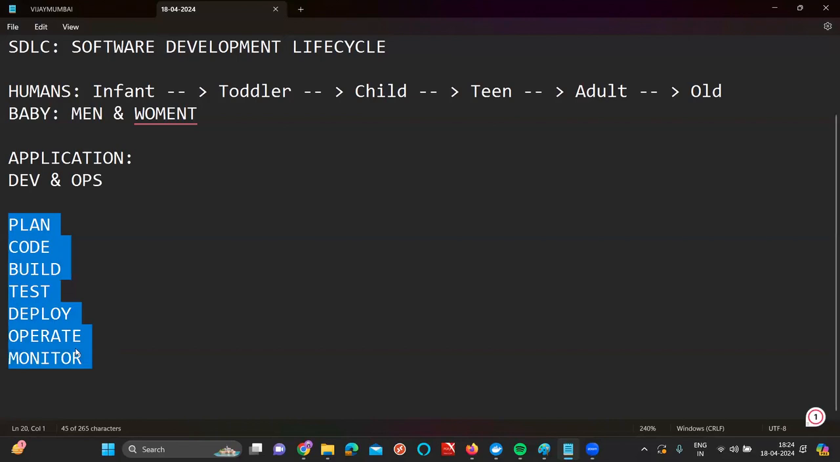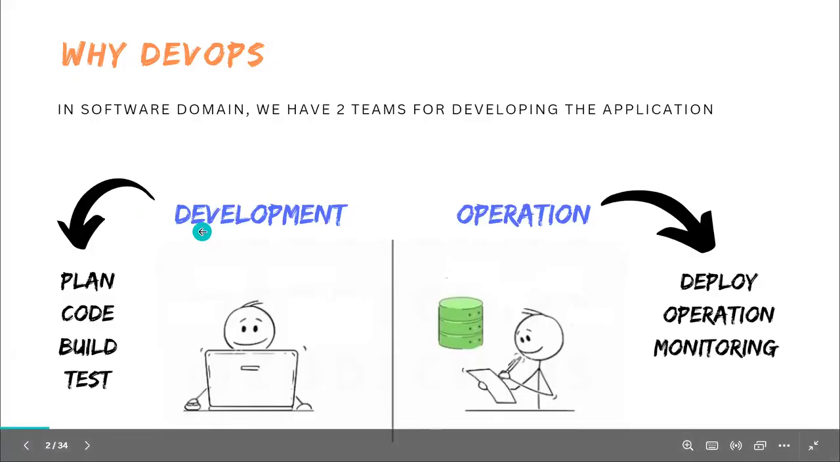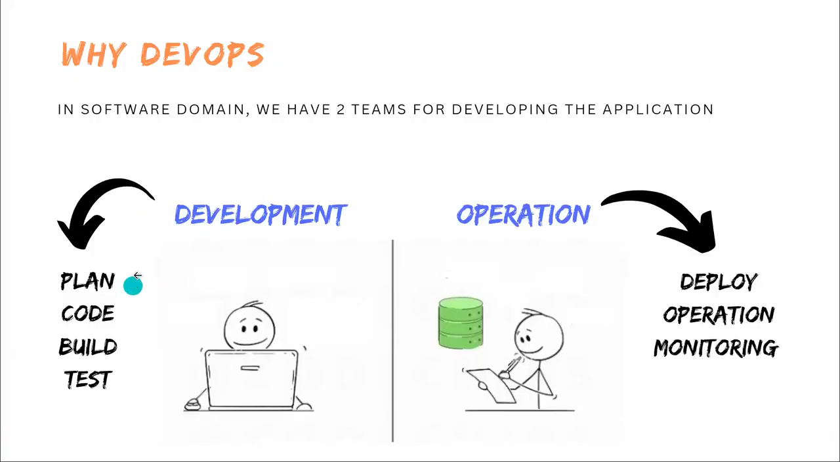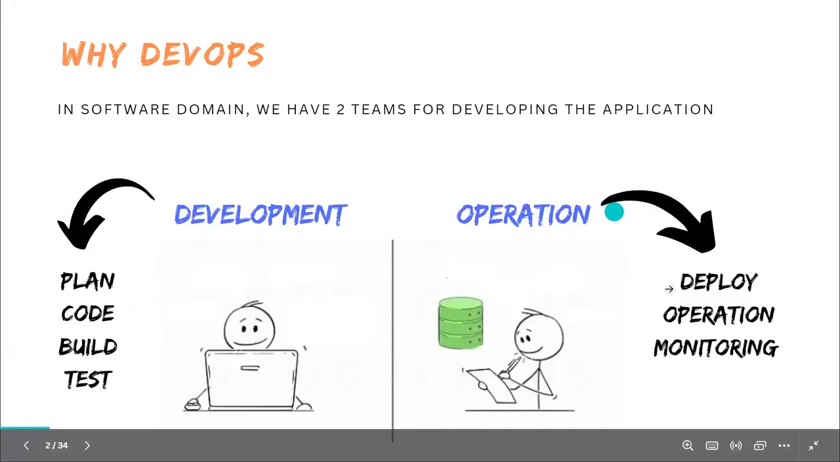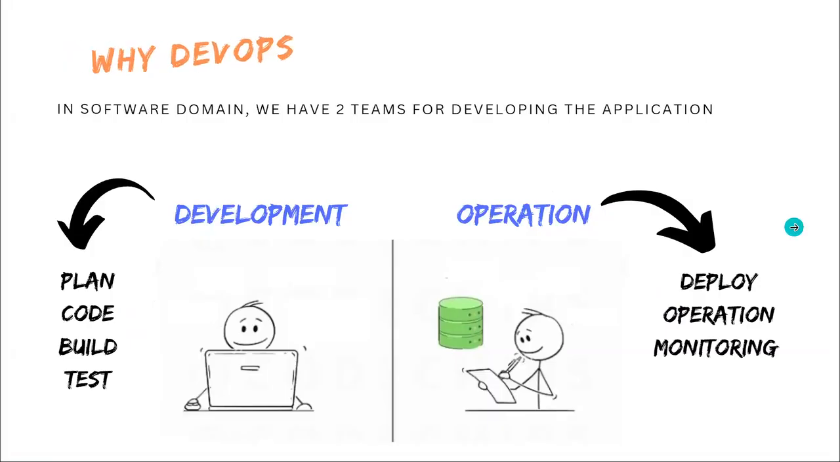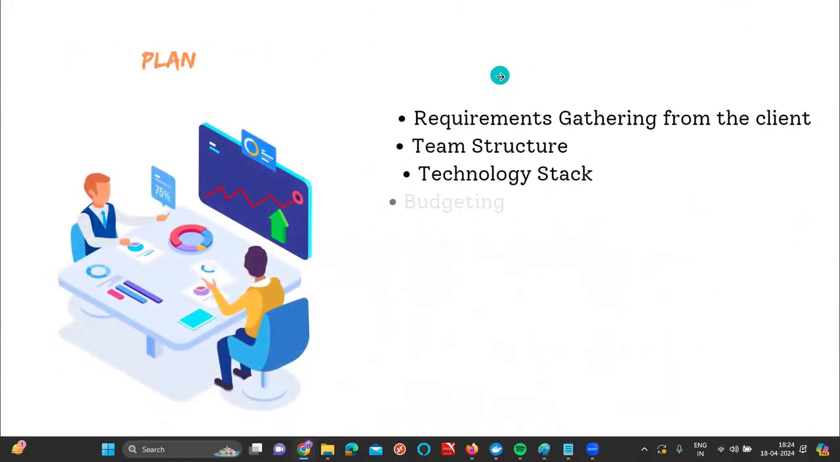Now let's deep dive into the meaning of planning, coding, building, and testing. I'll explain it very clearly. Now see my presentation here. In the presentation, development people will do plan, code, build, test, and operation people will do deploy, operate. What is the first stage we are going to see, sir, here?